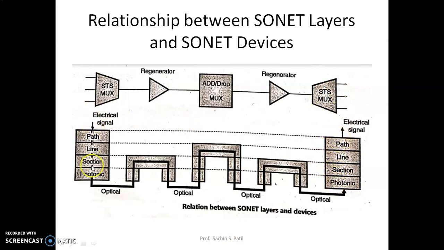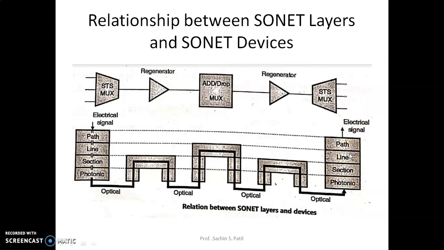So SONET is converting electrical signal to optical signal and back to electrical signal, transmitting the signal over longer distances. These are the different layers which are shown here. The regenerator works in two layers, photonic and section. The add drop multiplexer works in photonic, section, and line layers, and the STS multiplexer works in 4 layers. So these are the layers responsible for electrical to optical signal conversion, and these layers are responsible for optical to electrical signal conversion.